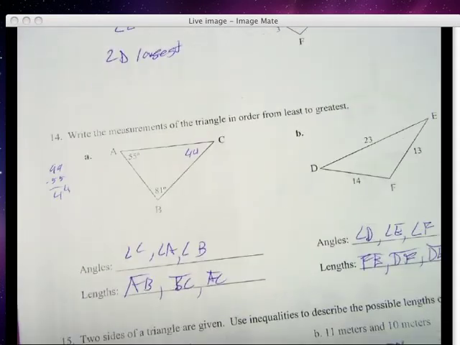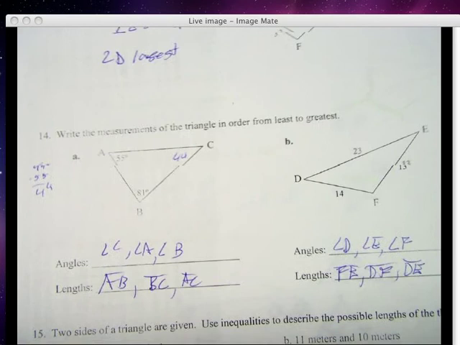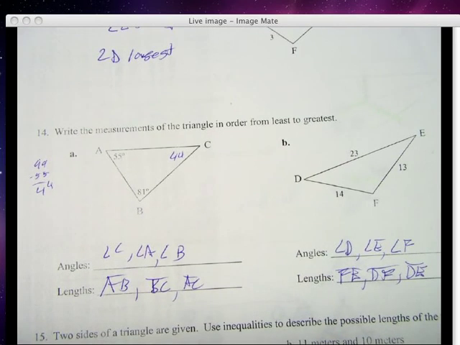14, CAB are the angles. AB, BC, AC are the sides. For B, the angles are DEF, lengths FE, DF, DE. You'll have one just like this for your test. Any questions so far? We know the smallest angle is across from the smallest side, across from the smallest angle. We're good there?